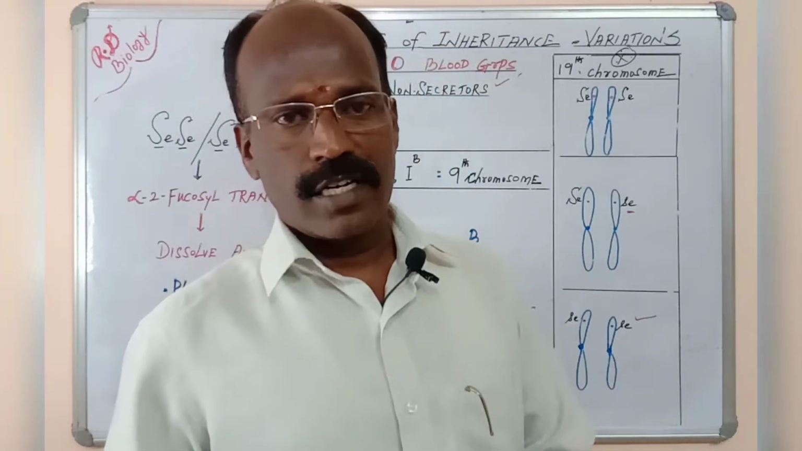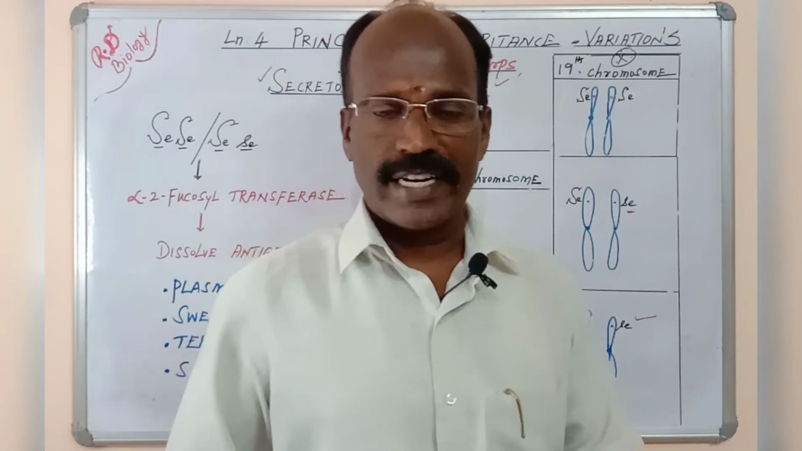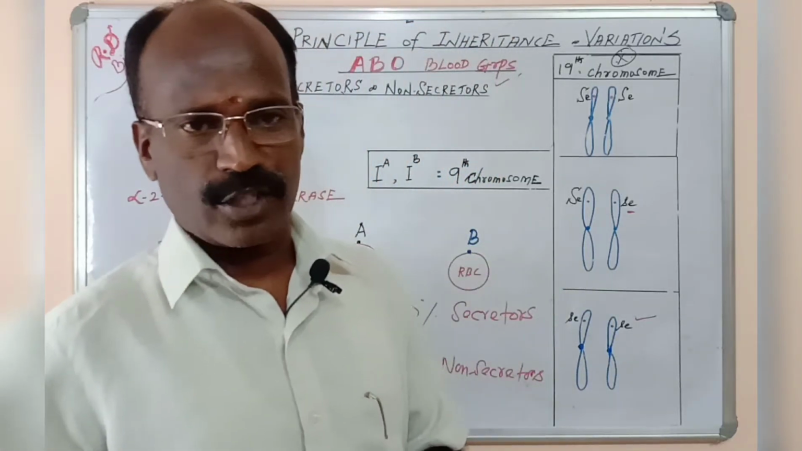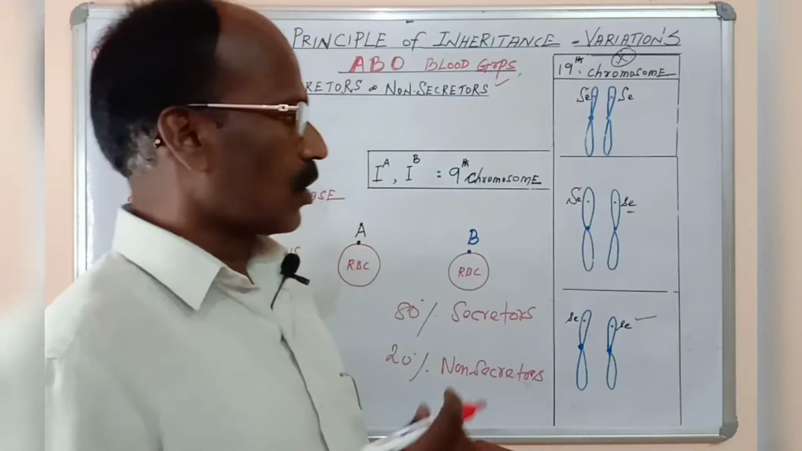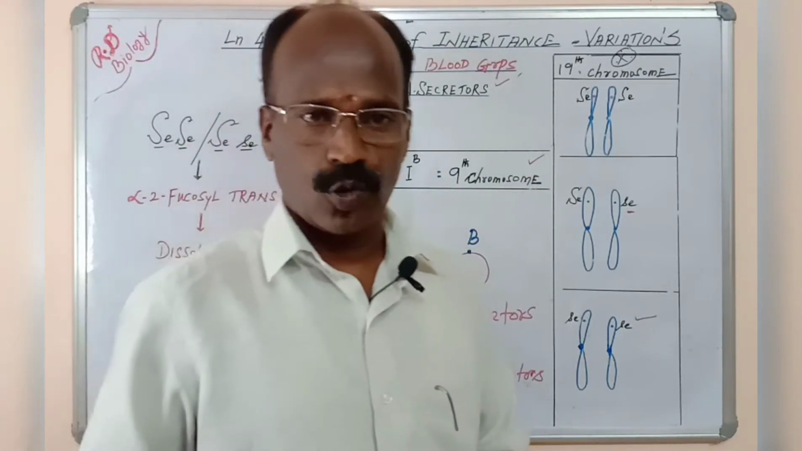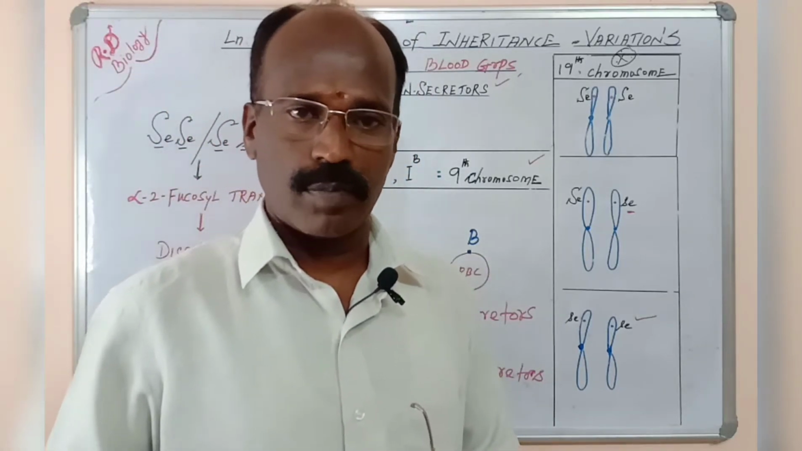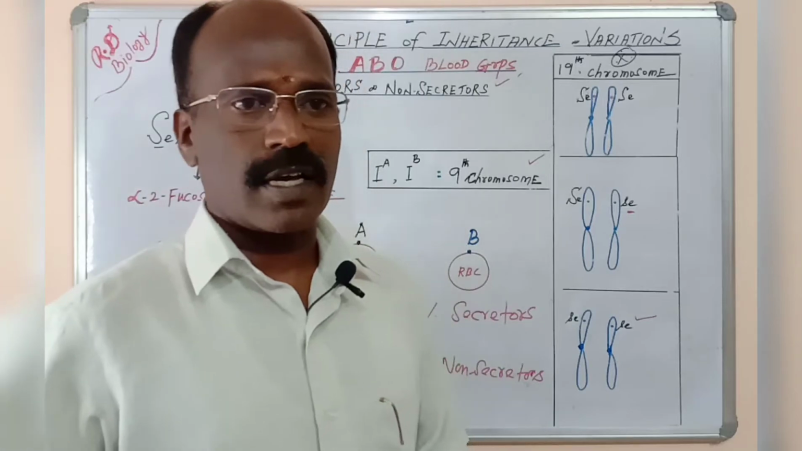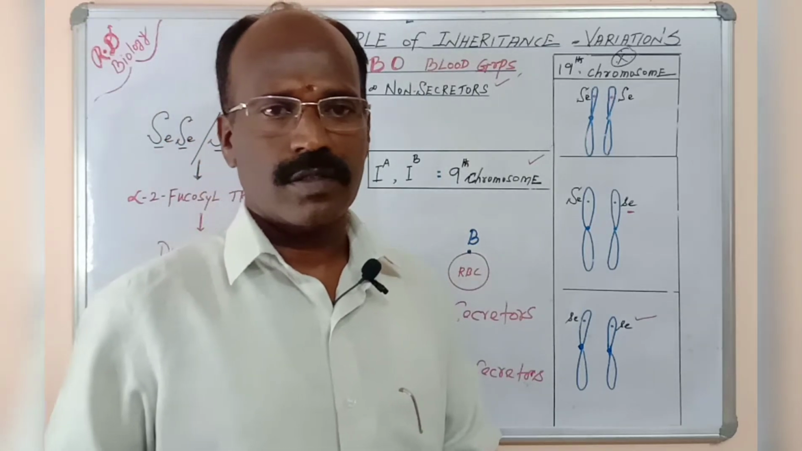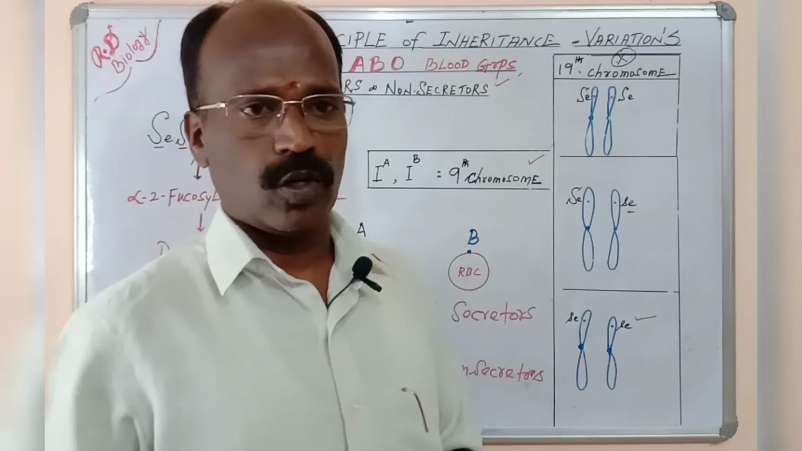These alleles, the A allele for antigen A and the B allele for antigen B, are found on chromosome 9, that you know. The ninth chromosome has these two alleles, IA and IB. These alleles are responsible for antigen A and antigen B.